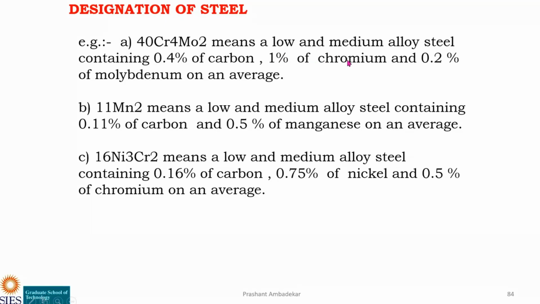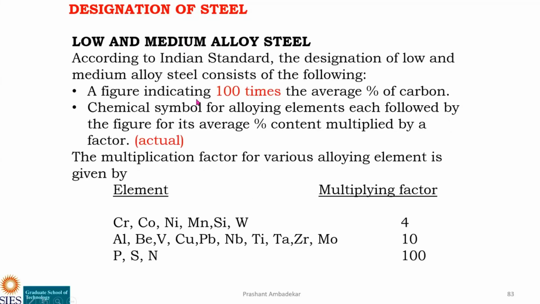1% of chromium. Now you must be thinking that Cr4 should be 4% of chromium, or if it is 100 times then it is 0.04, or if it is 10 times then it should be 4%. But it is not that way. The designation is put in such a way that it is 1% chromium. So how is this 1% written as 4? Understand this.